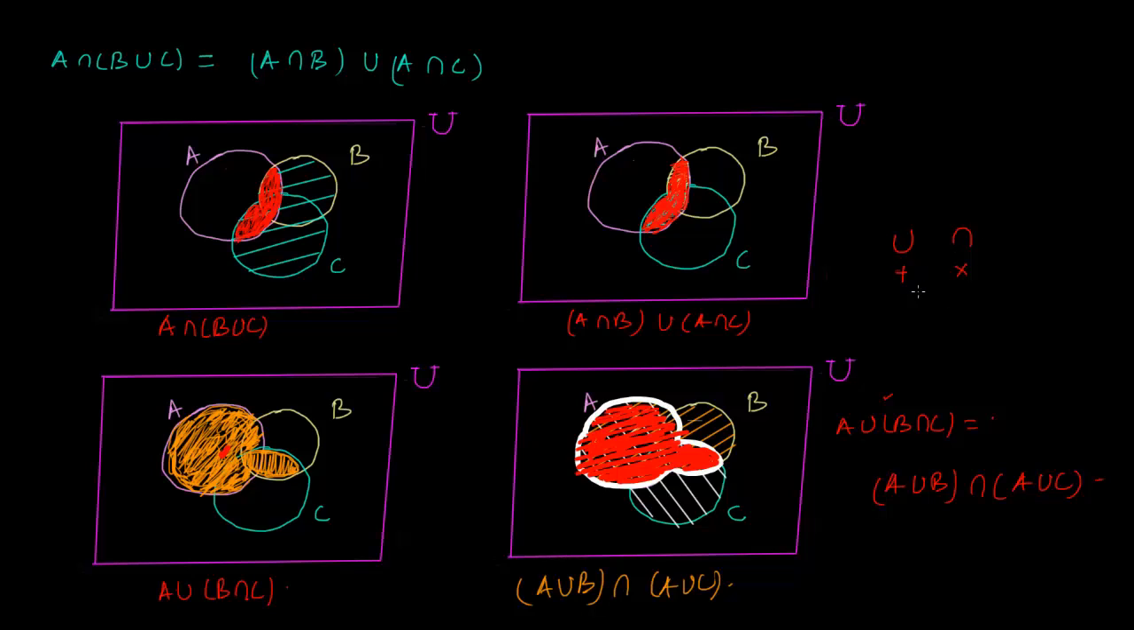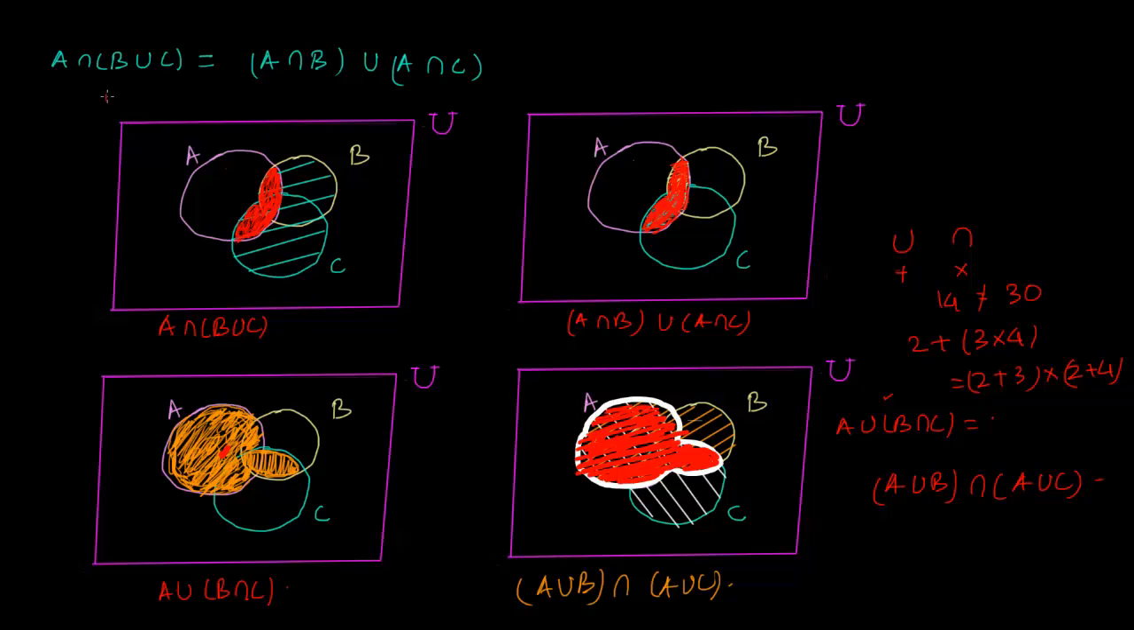So what happens is 2 plus 3 into 4 is never equal to 2 plus 3 into 2 plus 4. That never happens because here 2 plus 3 into 4: 3 into 4 is 12, 12 plus 2 is 14. Here, 2 plus 3 is 5, 2 plus 4 is 6, 6 into 5 is 30. They are not equal.